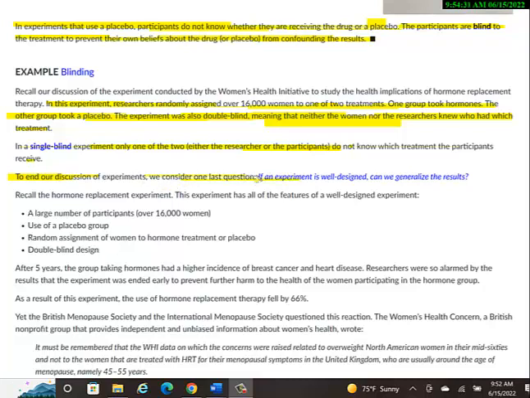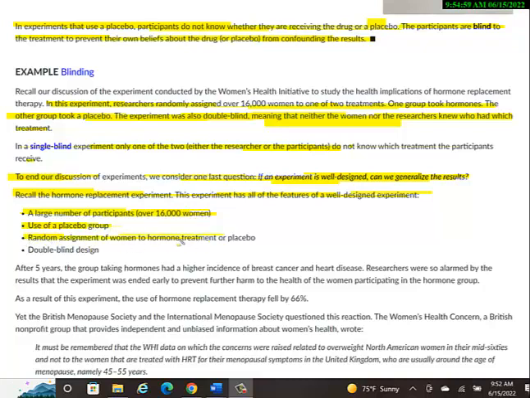Let's consider one last question. If an experiment is well designed, can we generalize the results? So how about in the hormone experiment? This experiment has all the features of a well-designed experiment. First, a large number of participants, 16,000 women. That's quite a few, I'd say, relatively, compared to the number of women in the United States. They used a placebo group like they were supposed to. That's one of the main things you want to do in these types of experiments.